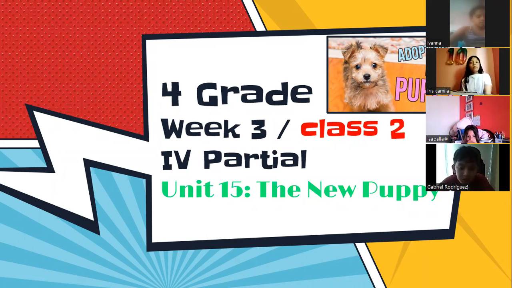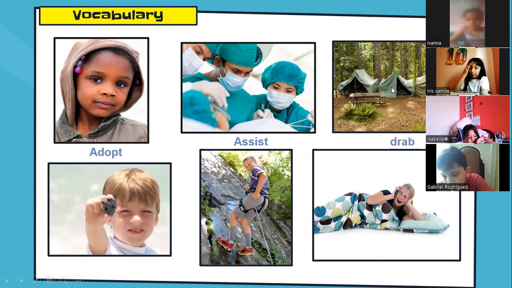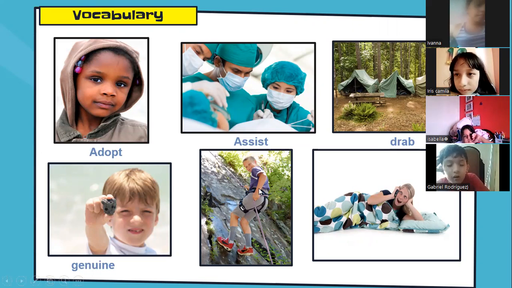Let's continue working on unit 15, the new puppy. The vocabulary, the first one, adopt, assist, drab. Drab, which is like a color. This one, genuine. Genuine, because it's talking about the rock. This one is a genuine lunar rock. It's something that is real. What about this boy? What is this boy doing? What word is here?